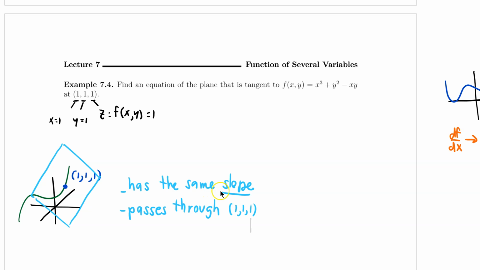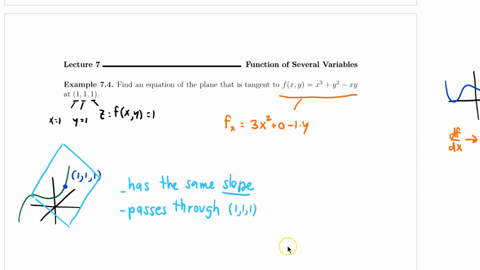So now let's talk about the first one. This guy has to have the same slope. And whenever we are talking about slope, that means we are talking about the derivative. So it seems like I'm first going to have to find the derivative of this guy with respect to x. So my f sub x is going to be 3x squared. And because y, I'm going to treat it as just a number, the second term would just be 0. And the last term, negative xy. Again, the derivative of x is going to be 1, so this is just negative 1 times y.